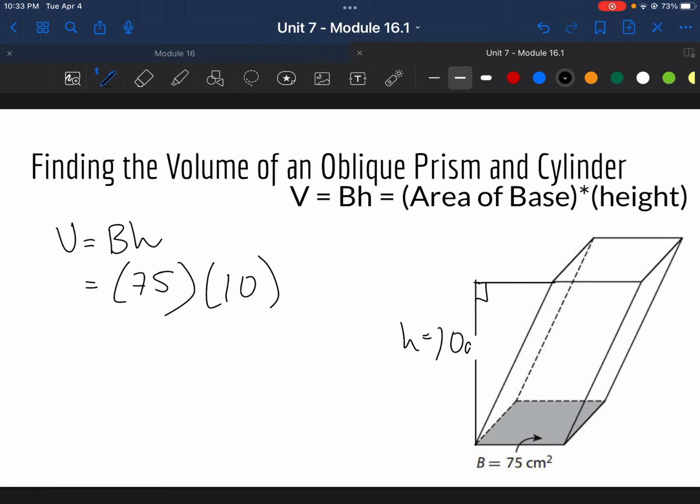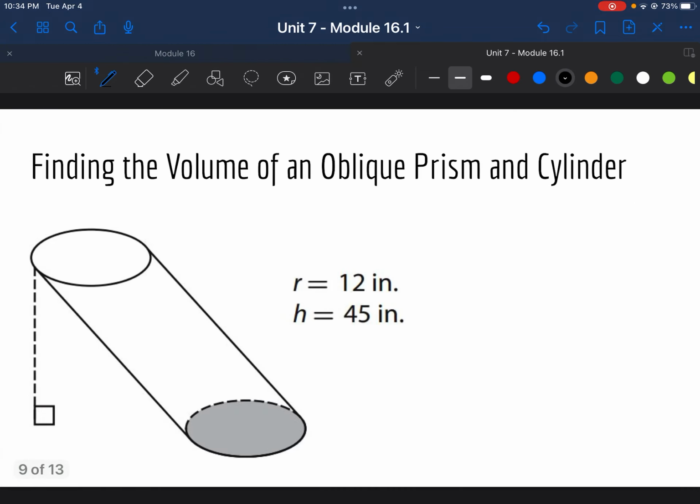To be honest, I don't know why this is inches. It should be centimeters. So 75 times 10. And then we're just going to multiply those out. And we're going to get 750. We got to put our units. We use centimeters on both of them. So we're going to keep centimeters. And again, since we're finding the volume, we're going to put a tiny 3 on top of the units.